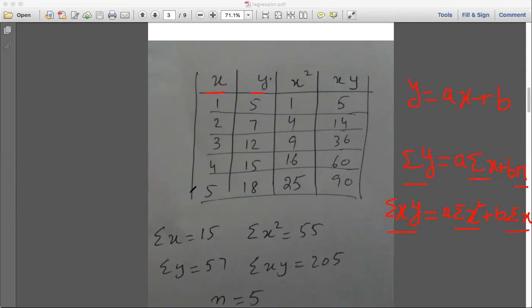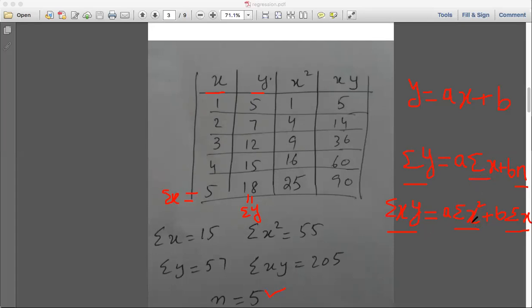How will summation x come? You can see this is summation x, this is the sum of all x. And this is summation y. So what is left now? Summation y we have, summation x we have. What is n? N means how many values? You can count it, 1, 2, 3, 4, 5. So n is 5. The values that are given are 1, 2, 3, 4, 5. Please count all of these values and find n. N is 5.